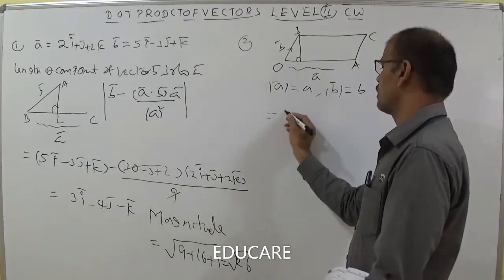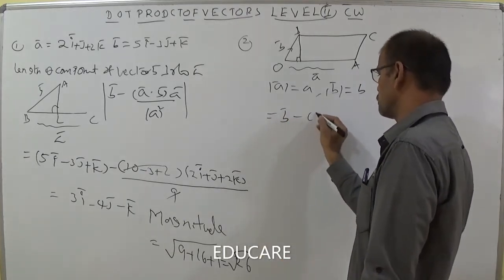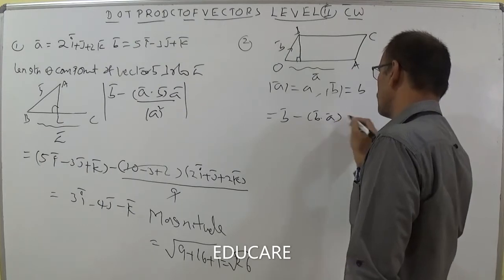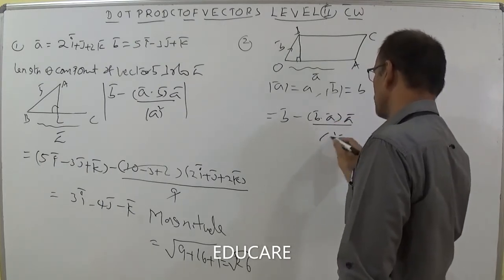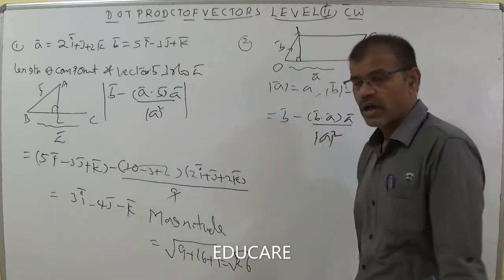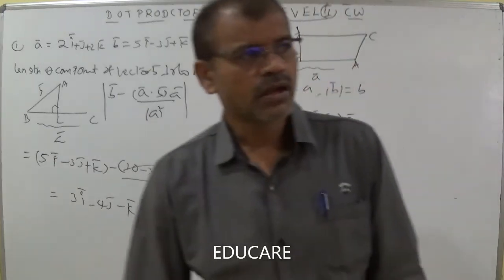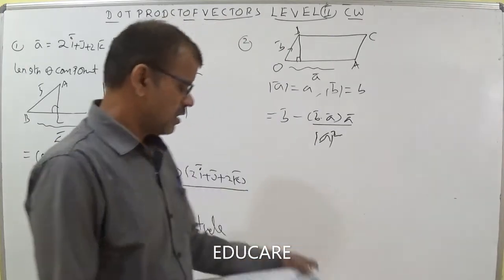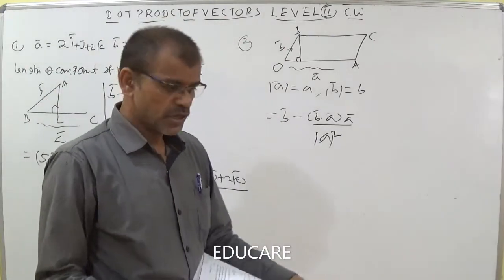So the same formula I said previously, with proof also: B bar minus (B bar dot A bar) into A bar by modulus of A bar square. If he asks for the magnitude, then you can put mod, otherwise no need. Simply it is a vector. Next, third question.